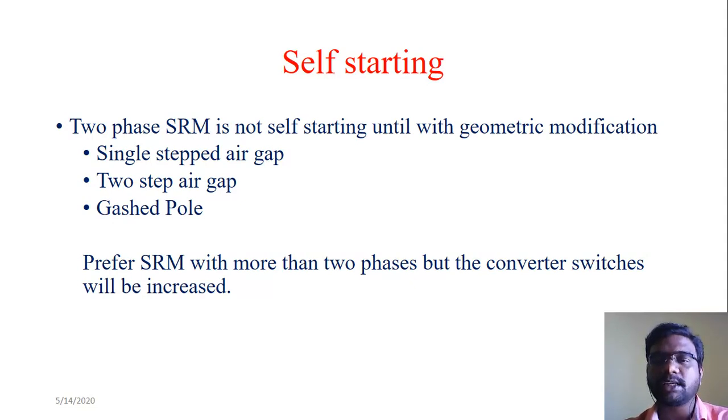So what is the problem with that? If you go for a three-phase or four-phase, with more number of phases, the converter size will be increased. The reason is that the number of switches turning on in the converter will be more as you increase the number of phases. So we go for a minimum number of phases in the switch reluctance motor. Here phase means not the supply phases, it is phase windings.